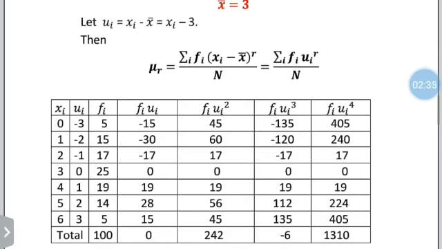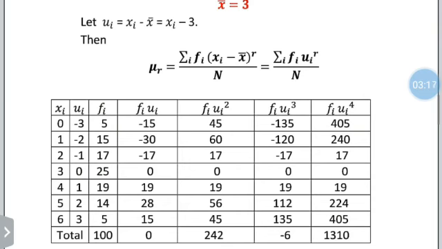Now, let ui be equal to xi minus x bar. Then the formula becomes mu r is equal to summation over i fi into (xi minus x bar) power r divided by n, which is equal to summation over i fi into ui power r divided by n. Now, we form a table. In the first column, we write the values of xi, which are given in the problem: 0, 1, 2, 3, 4, 5 and 6. Next, we write the values of ui. ui is equal to xi minus x bar, which is equal to xi minus 3.